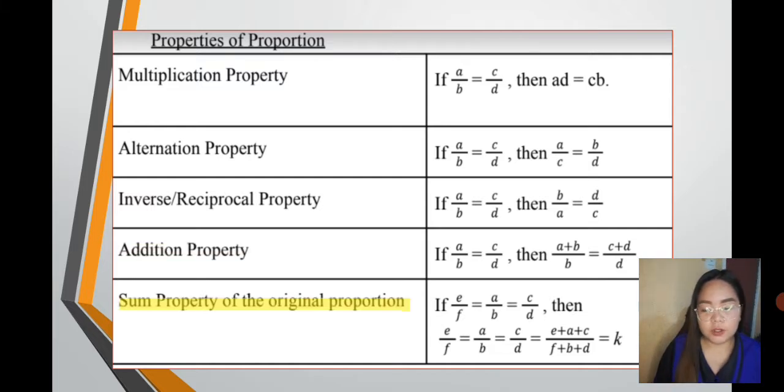Sum property of the original proportion. If E over F is equal to A over B and equal to C over D, then E over F is equal to A over B equals C over D is equal to E plus A plus C over F plus B plus D is equal to K. So, dito, from the word sum, i-add lang natin silang lahat and i-equal natin sa K.